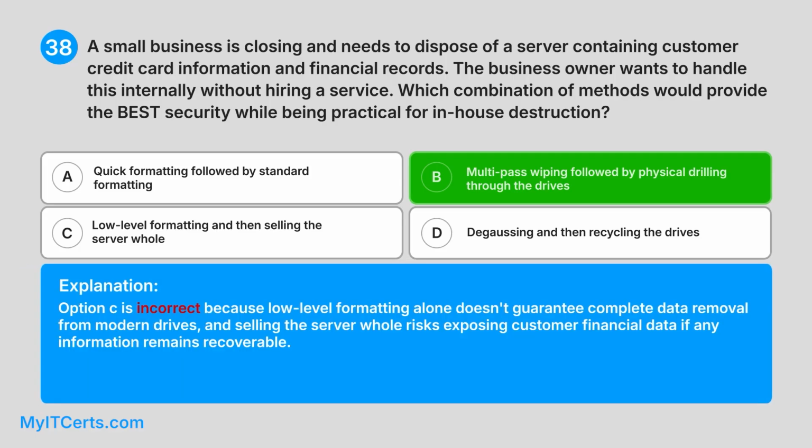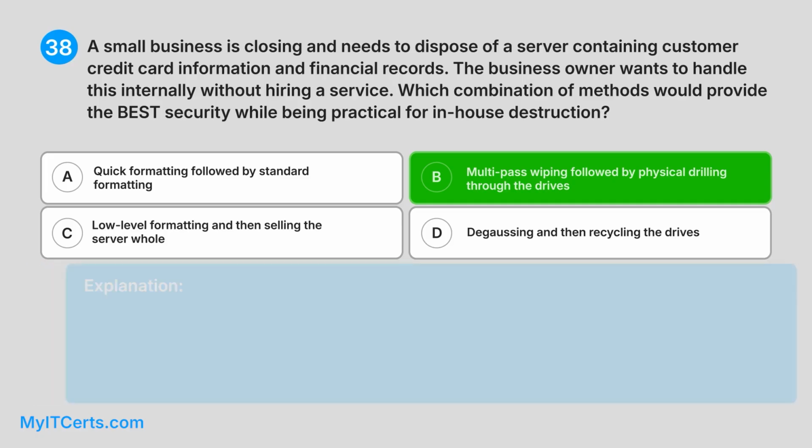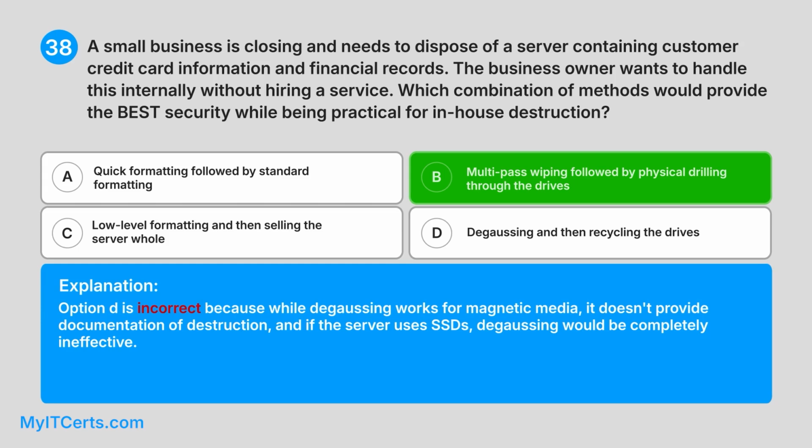Option C, low-level formatting and then selling the server whole, is incorrect because low-level formatting alone doesn't guarantee complete data removal from modern drives, and selling the server whole risks exposing customer financial data if any information remains recoverable. Option D, degaussing and then recycling the drives, is incorrect because while degaussing works for magnetic media, it doesn't provide documentation of destruction, and if the server uses SSDs, degaussing would be completely ineffective.